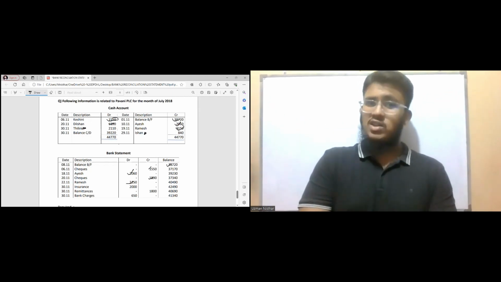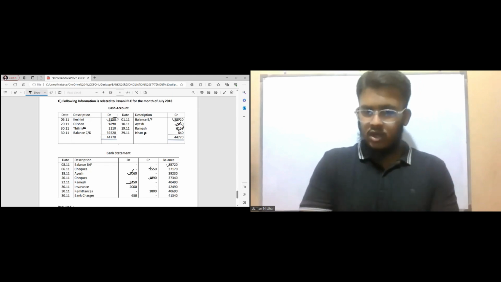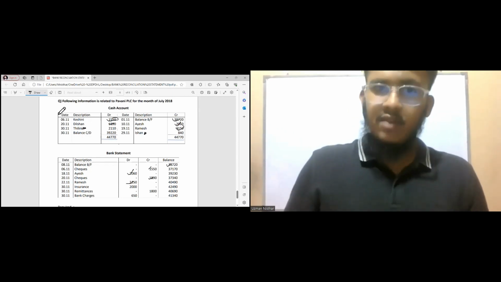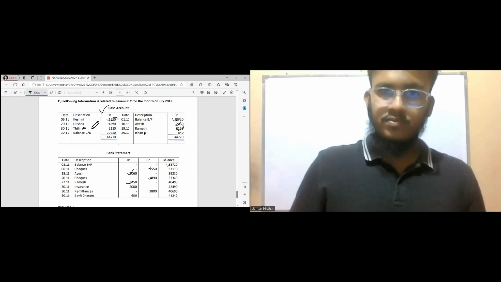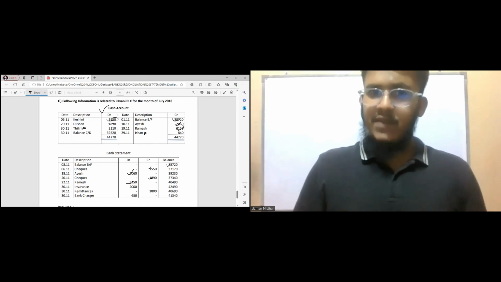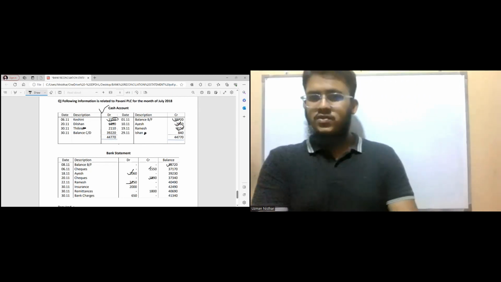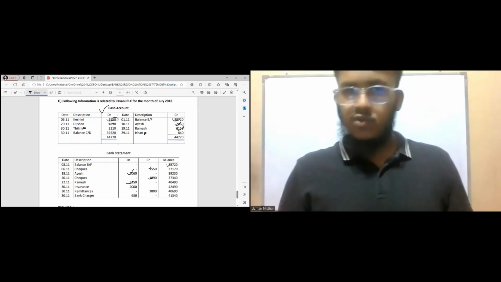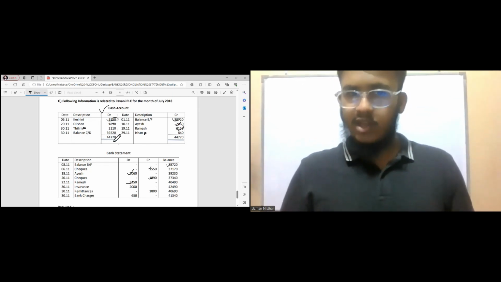So these are checks. All these names given here are checks. So now we have checked, we are done with the cash account. Cash account is done. And we have got the transactions which are not recorded in the bank statement. Only these two transactions have not been recorded in the bank statement.